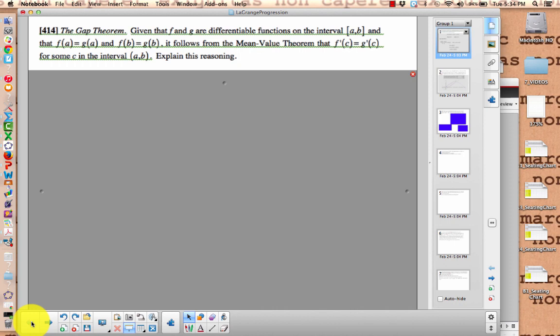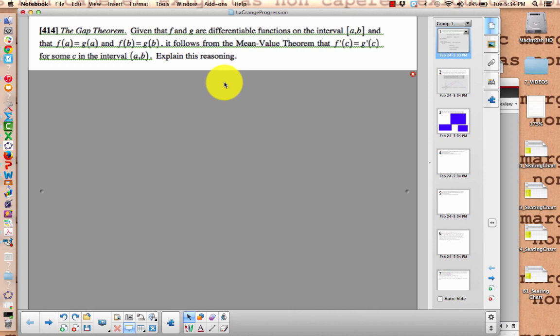So the first problem we'll look at says, given f and g are differentiable functions on an interval [a, b], and f of a equals g of a, f of b equals g of b, it follows from the mean value theorem that f prime of c is equal to g prime of c for some c on the interval a to b. Explain this reasoning. So what we're going to do first, to use the mean value theorem, I need to create a difference quotient using a and b in this case. But I don't know which function to use. Do I use f or do I use g?